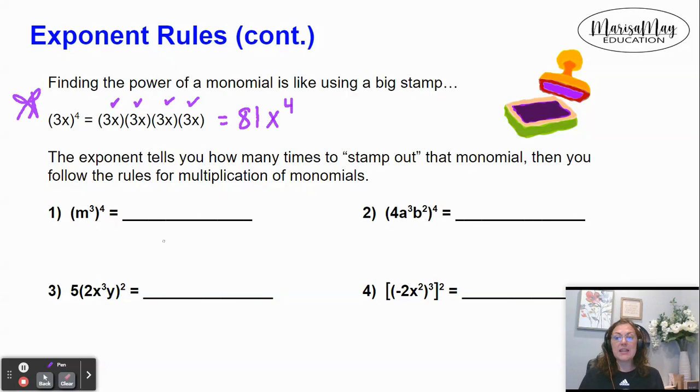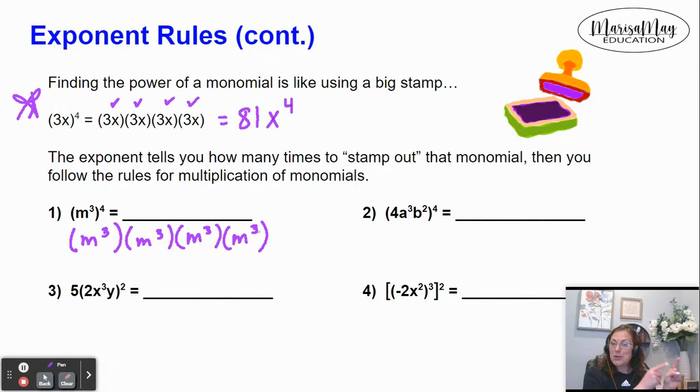And that's 81x to the fourth. Okay, so you've got to think about how many times I need to write that parentheses out. So look at number 1 here, m to the third to the fourth. So that means I'm going to write that parentheses 4 times, right? Got to write it down 4 times.